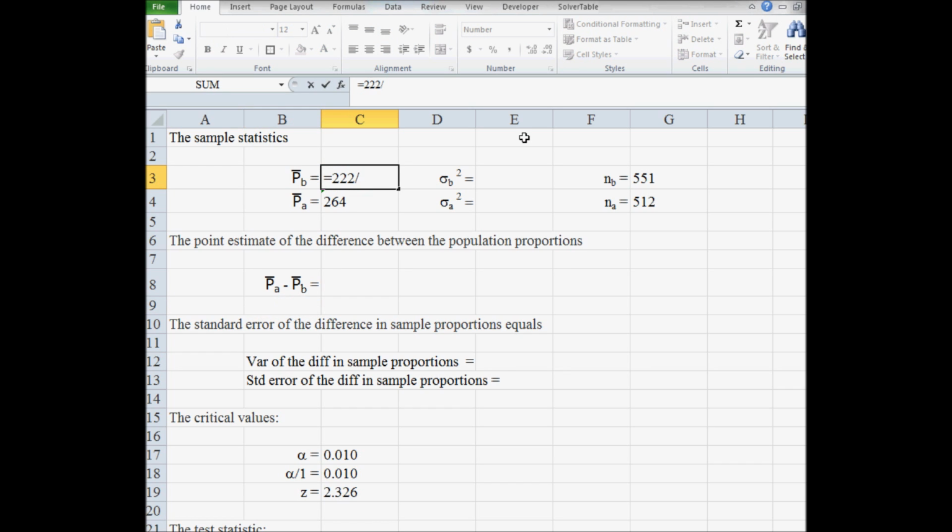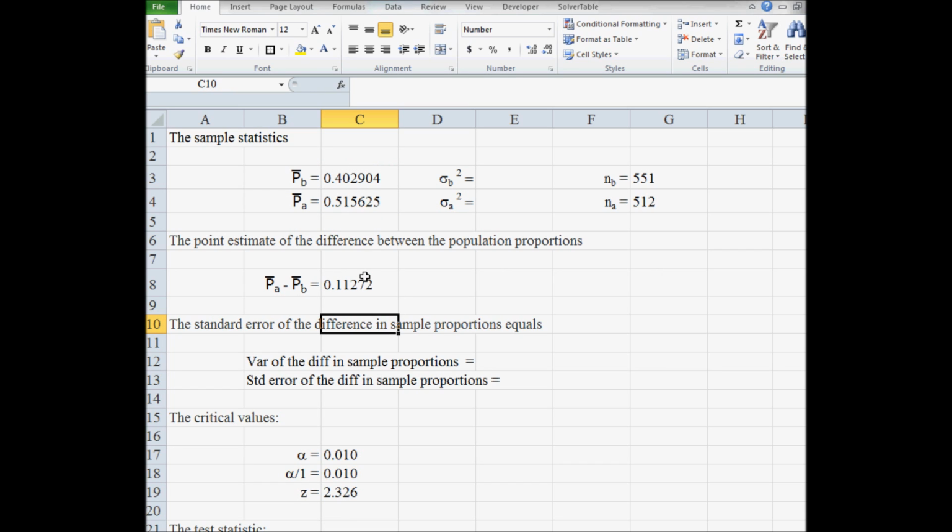The corresponding proportions are found by taking the number of people who are aware of the product and dividing by the corresponding sample size. So 40% of consumers were aware of the company's product before the ad ran. That increased to about 52% after the ad ran. The point estimate of the difference between the population proportions is the after proportion minus the before sample proportion.